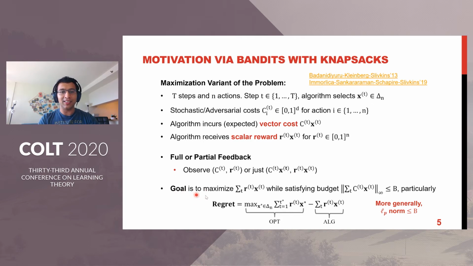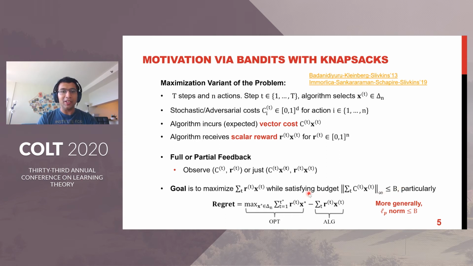The goal of the algorithm is to maximize the reward. So the costs, notice, are not appearing in the objective, but they are appearing in a constraint. We want to maximize the reward while satisfying the budget. So the algorithm wants that the summation over c_t(x_t), the L infinity norm, basically in each dimension, the budget consumed is at most some given B.